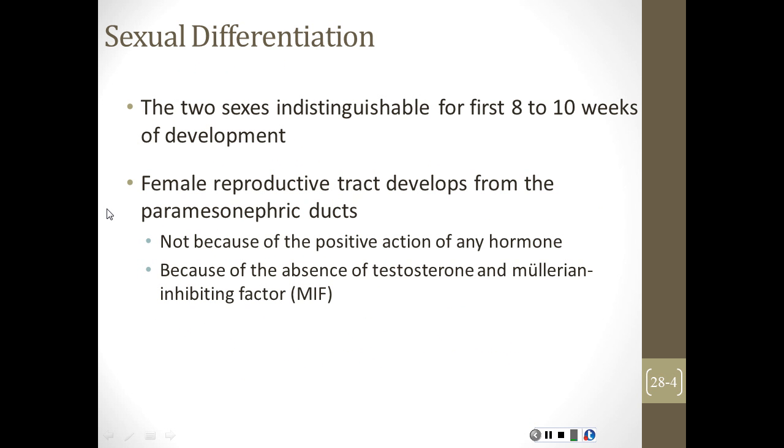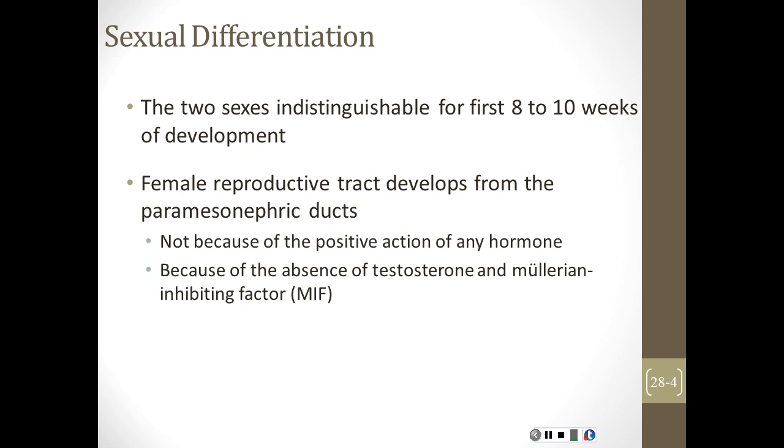Alright, so the female reproductive system is, of course, very obvious from the males, correct? But the structures are indistinguishable for the first 8 to 10 weeks. So we can't distinguish what a female may have within that first 8 to 10 weeks. We do not know until after, which we discussed in the very first chapter.